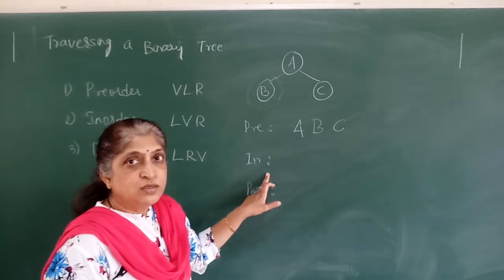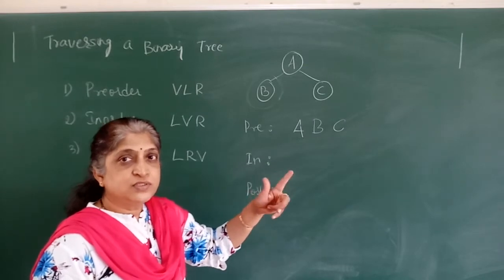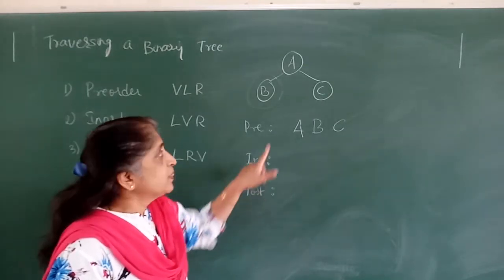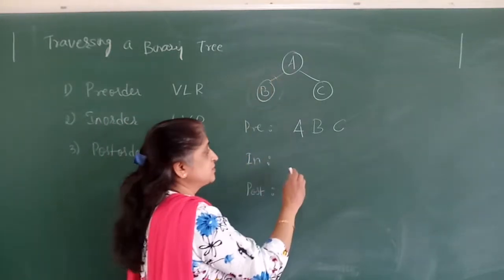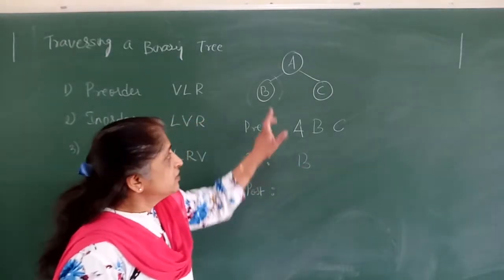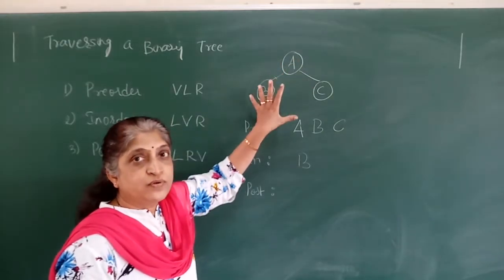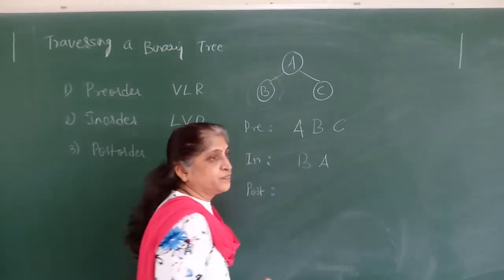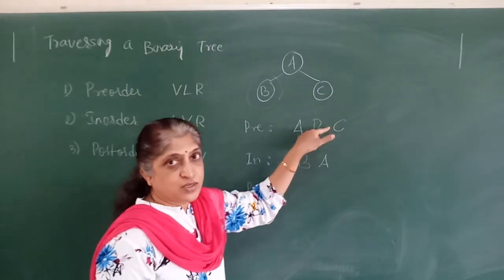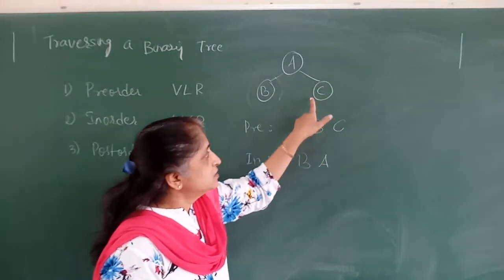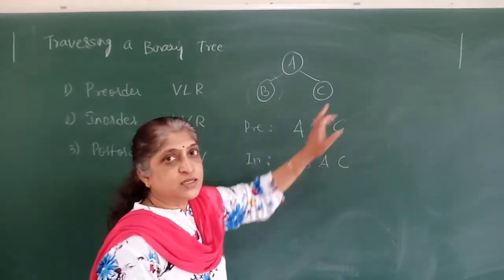In case of in-order, we first go to the left subtree, then visit the root, then the right subtree. Go to the left subtree of A. Left subtree of B is null. So visit the root of this subtree, that is B. Then go to the right subtree. That's also null. So we have completely visited this. Now visit the root A. Now we have to go to the right subtree of A. It's a tree with just one node. In this, go to the left subtree, it's null, visit the root C. Go to the right subtree, it's null.